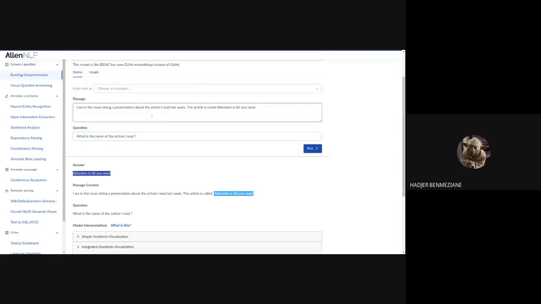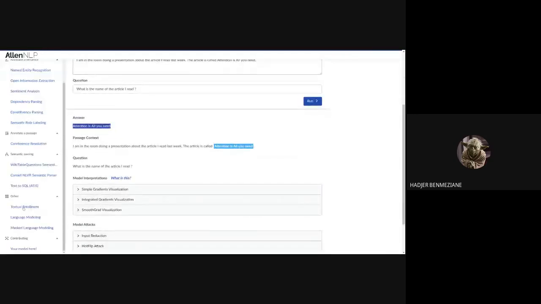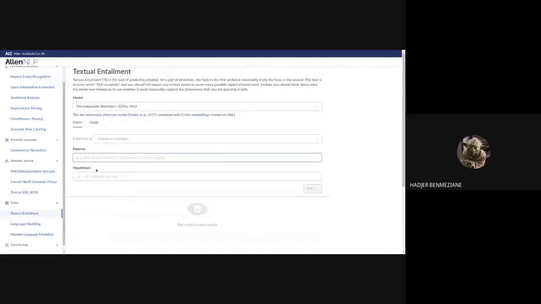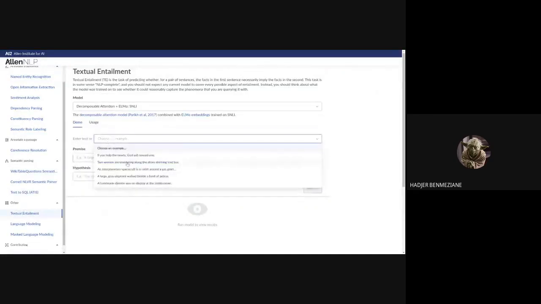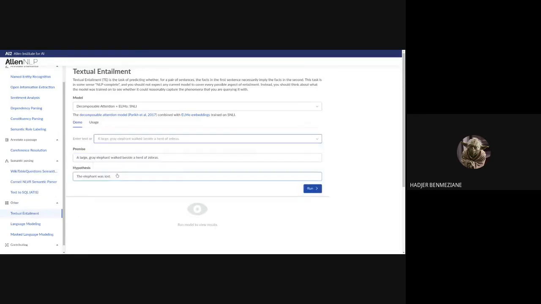Okay, another task they mention is textual entailment. The idea of textual entailment is that you give the machine two sentences, A and B, and it is testing if A implies B.